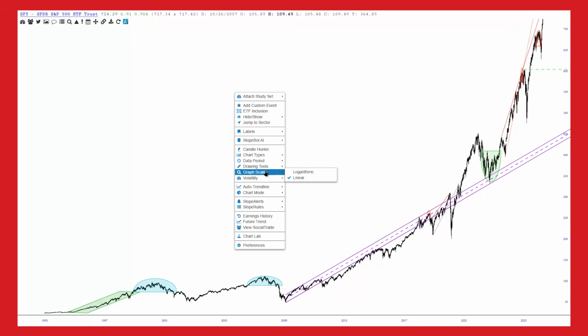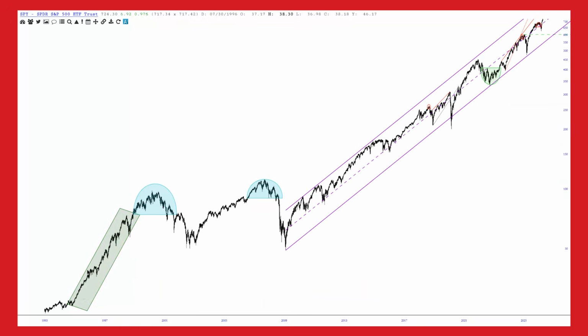Let's go back to how it should be, like so. And now everything's in order. The drawn objects look good, the channel looks good, and frankly, all of the precepts of technical analysis function properly with this kind of scaling.